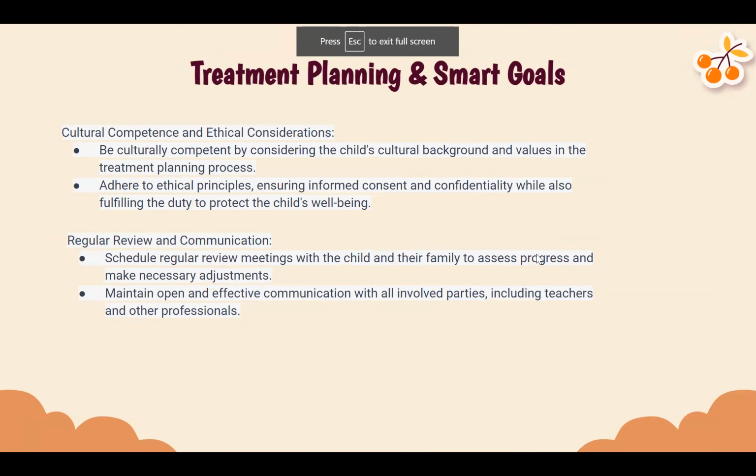And then making sure of your cultural competence and your ethical considerations. So really think about, and get supervision around, a child's cultural background, especially if it's different from yours, and think about the values of the family that you're working with and how those values align or don't align with your treatment planning process. You want to always adhere to ethical principles.